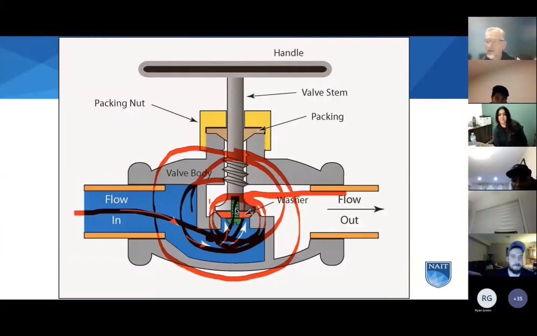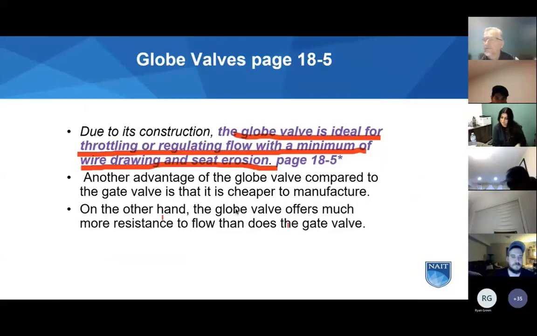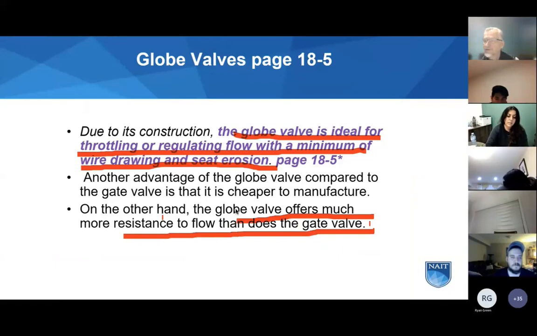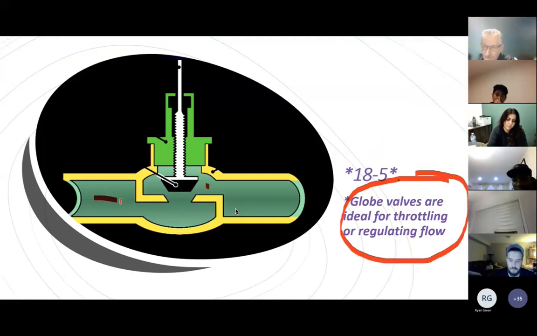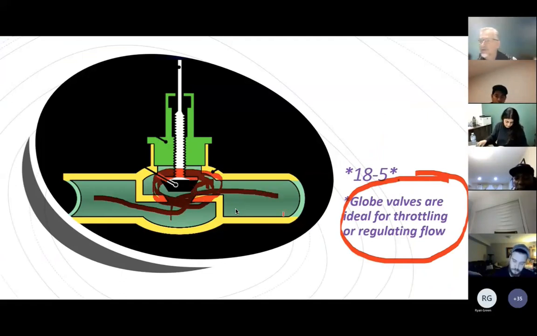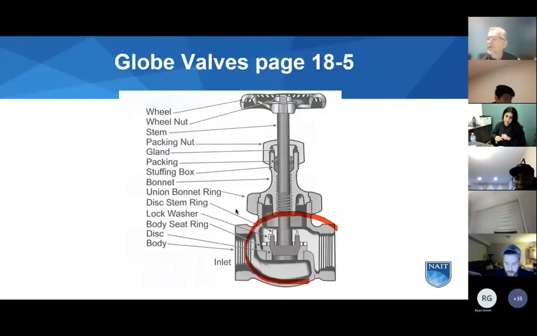This opening is very small compared to the diameter of the piping. So there's a restriction or pressure drop across the valve. A globe valve offers more resistance to flow than the gate valve. But a globe valve is ideal for throttling or regulating the flow because that flow past the disc is spread around the disc. It doesn't damage the disc as we throttle or control the flow. So there's the globe valve with all the parts.